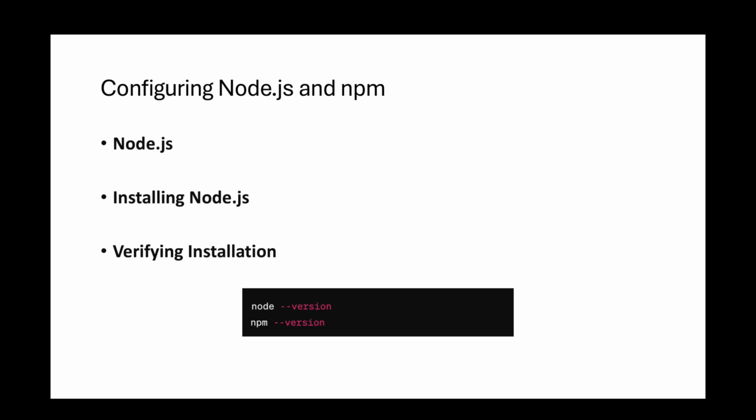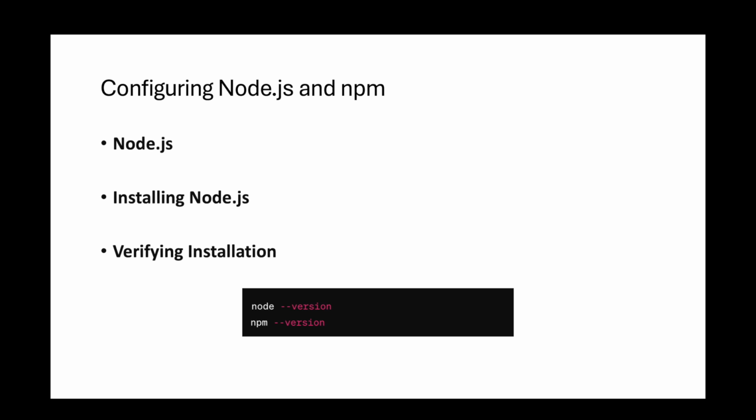Verifying installation. After installing Node.js, you can verify the installation by opening a terminal or command prompt and running the following commands: node --version, npm --version. These commands should display the versions of Node.js and npm installed on your system, confirming that the installation was successful.